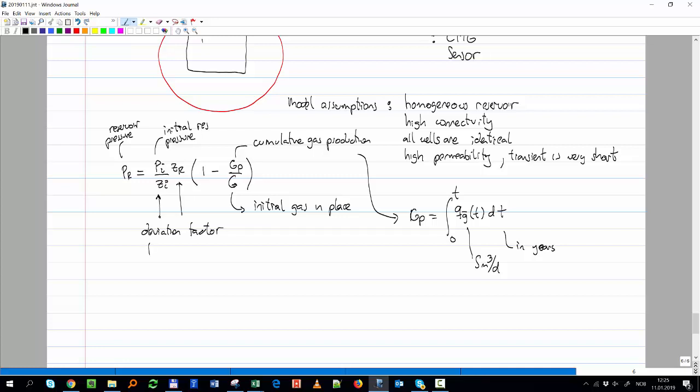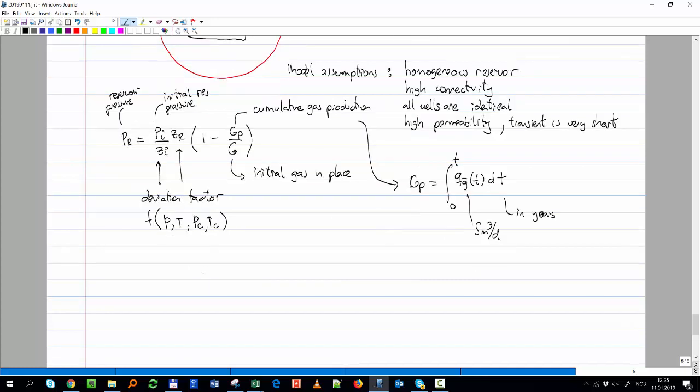And this is a function of the deviation factor. It is like a property, like saying density or enthalpy, a thermodynamic property of the gas. And it's a function of pressure, temperature, composition, but we say like critical properties, PC and TC, critical pressure and critical temperature. Because remember, this Z is like a chart. We can get it from a chart.